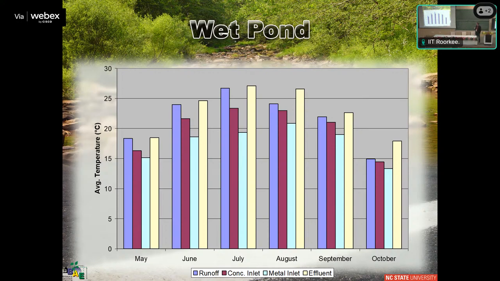The hottest temperatures on average in each of those months is not associated with runoff from the parking lot or the car park. It's associated with what leaves the pond. Why do you think that's the case?